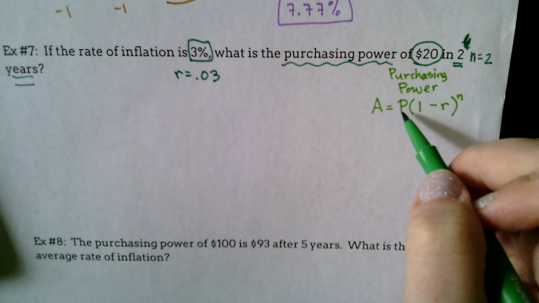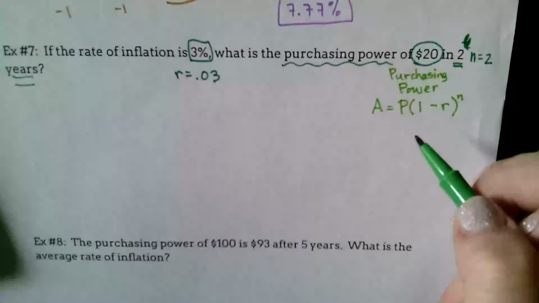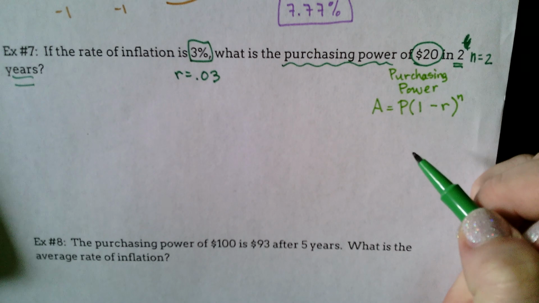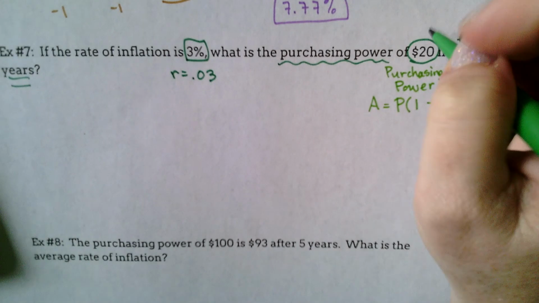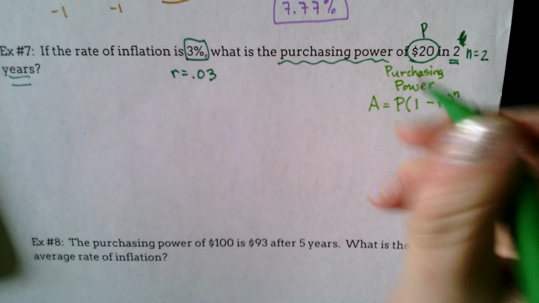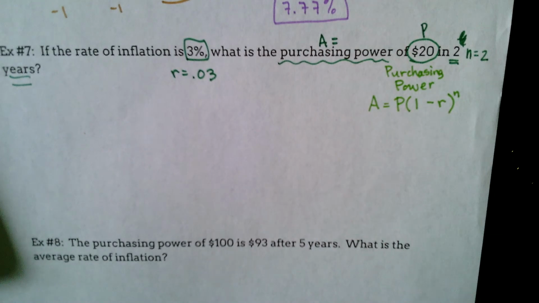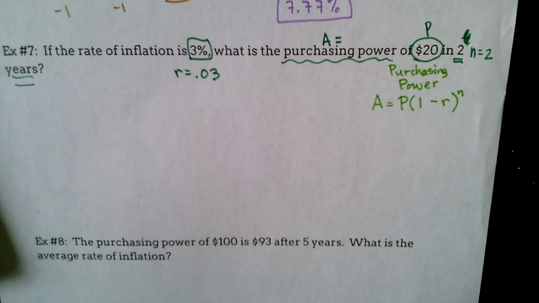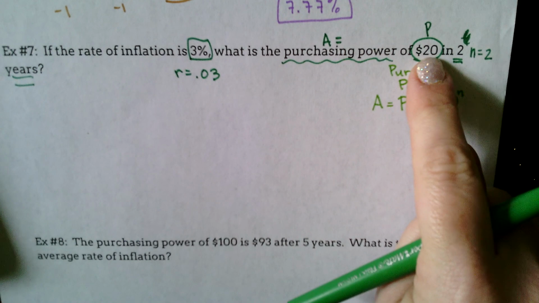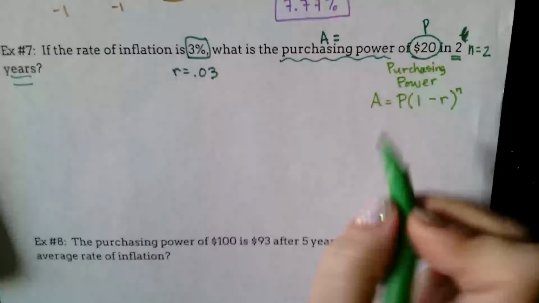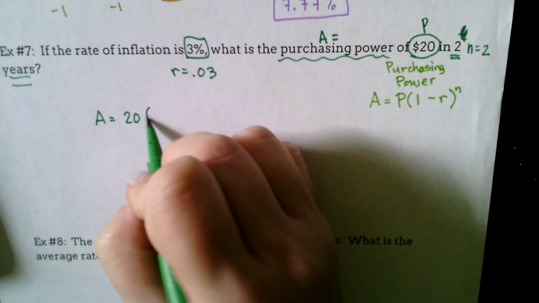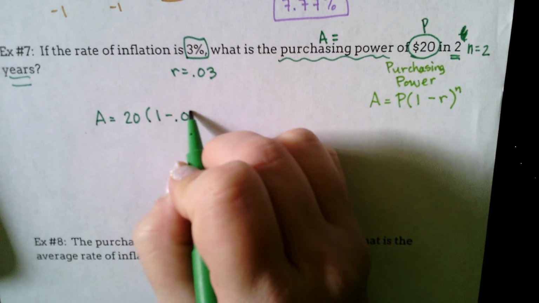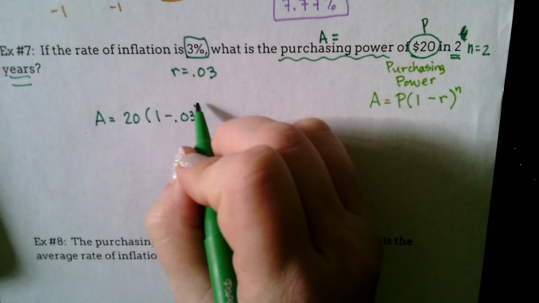The purchasing power is A. So A is the amount that P dollars will purchase in a number of years. So the P is the $20. A is the purchasing power. It's how much we are going to be able to buy with the $20 that I have. So let's work through our formula. A is the thing we don't know. P is the $20 times (1 minus 0.03) to the power of 2.